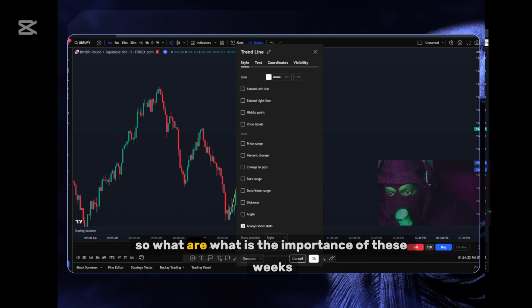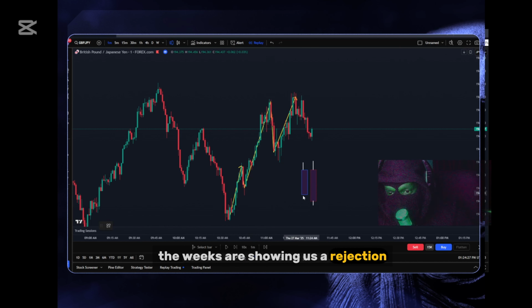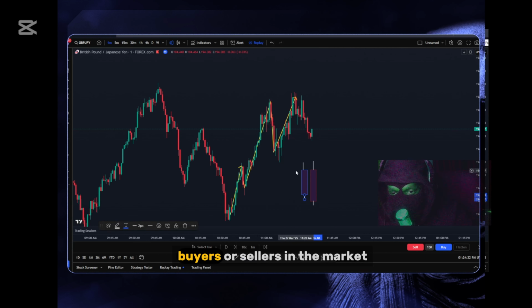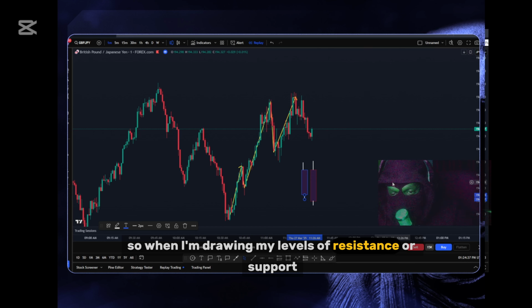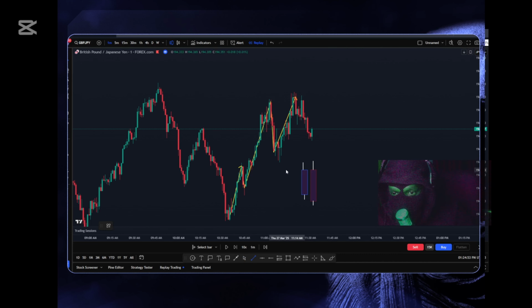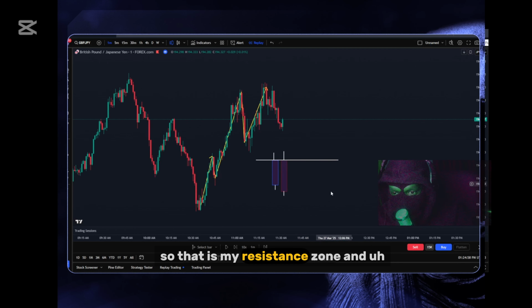So what is the importance of these wicks? The wicks are showing us a rejection, and the body is showing us the number of buyers or sellers in the market. So when I'm drawing my levels of resistance or support, I'm going to be considering the body. Wherever I see the body of buyers and sellers on the same level, I'm going to call that my resistance. So that is my resistance zone.